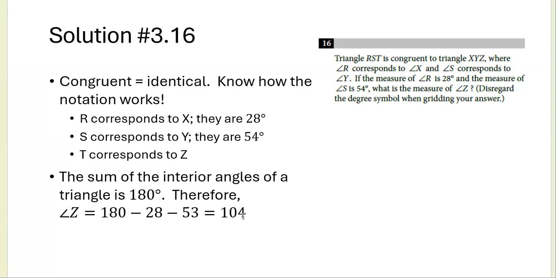And that's the answer. Again, this one, in my opinion, is quite simple as long as we know what congruent is, number one. And number two, we need to know the sum of the interior angles in a triangle is 180.